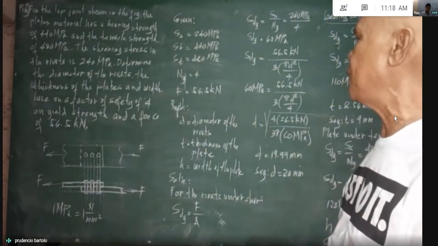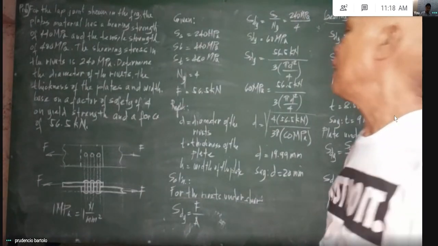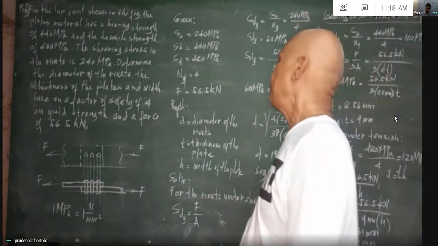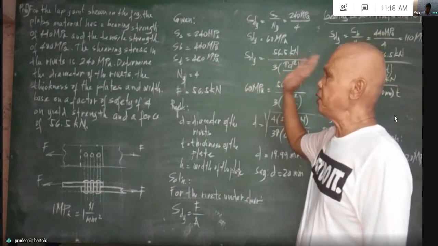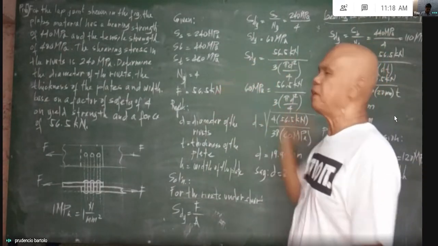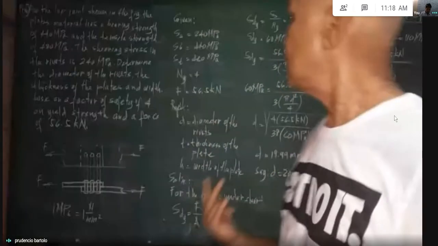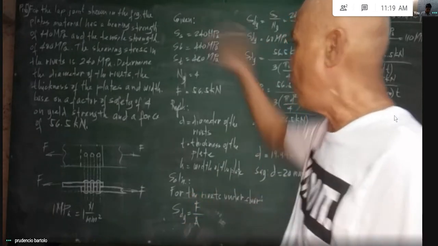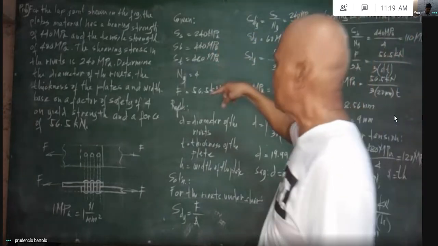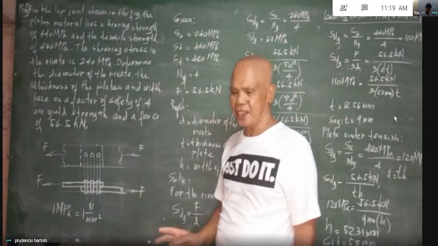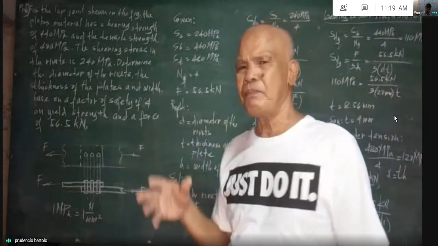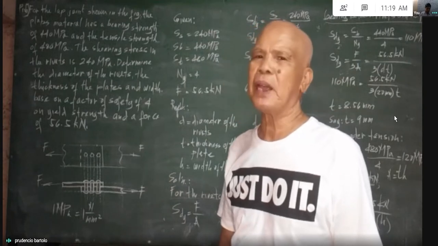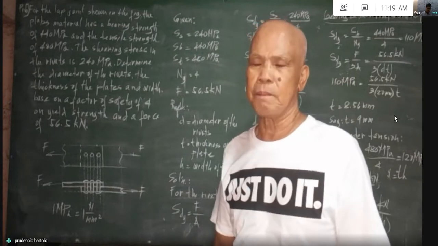Based on a factor of safety of 4 on yield strength and a force of 56.5 kilonewton. Now, as you notice, the units involved in the previous problem were in the English system of units that we have discussed. On this problem, we have the units in terms of the SI system. That is one problem we have in the design of machine elements, with respect to the units that are being used.